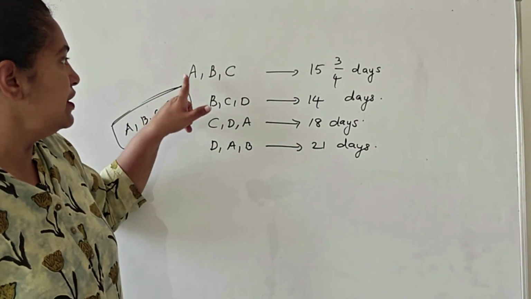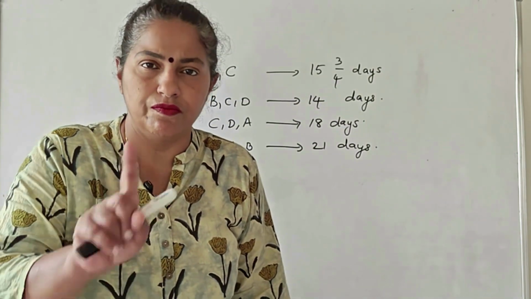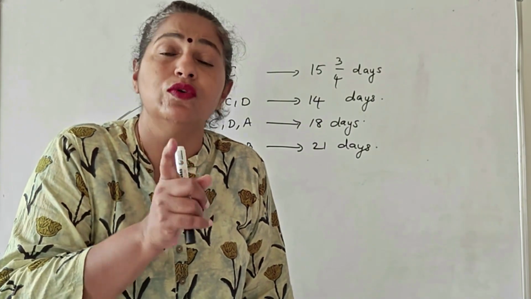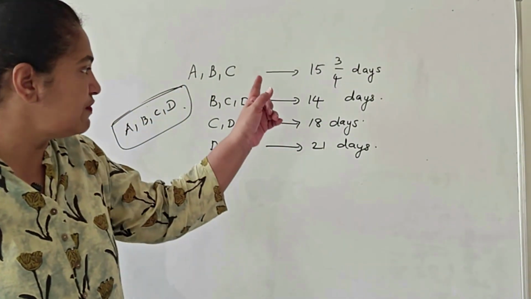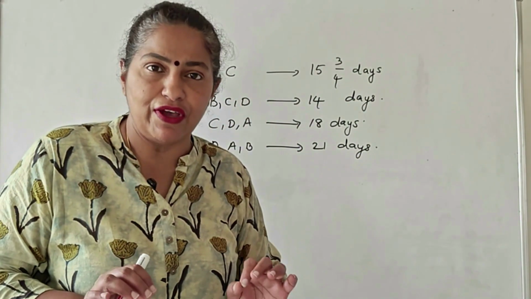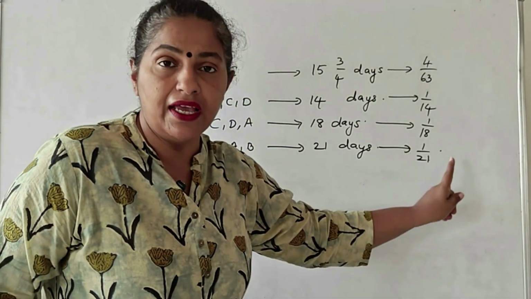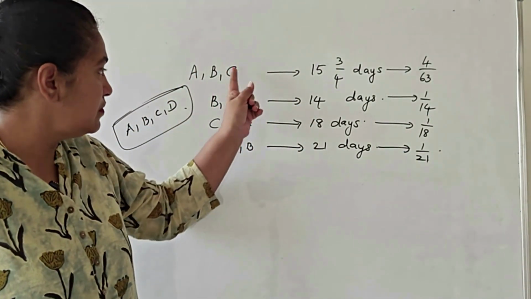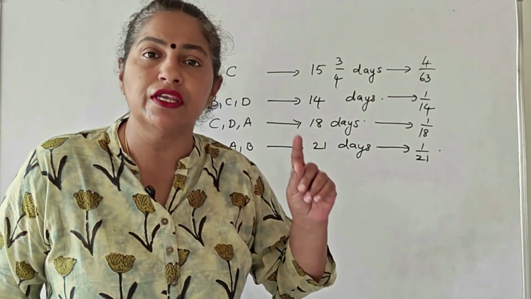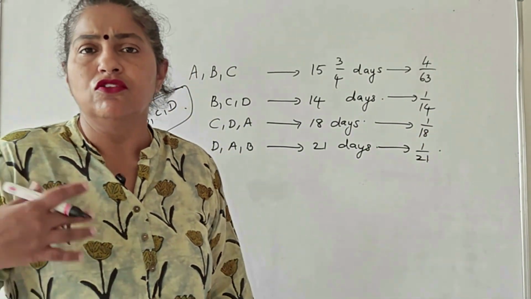In this particular question, A, B and C can finish a work in 15 and 3 by 4 days. So, the first objective is to see how much work A, B and C can do in a single day. The same logic will apply to this combination, this and this combination. Now, let us find out each of the different values. Here I have written the work done by all these different combinations of people in a single day. The first one I have converted into an improper fraction and taken the reciprocal of it. So this is what you are getting. So what do we do next?